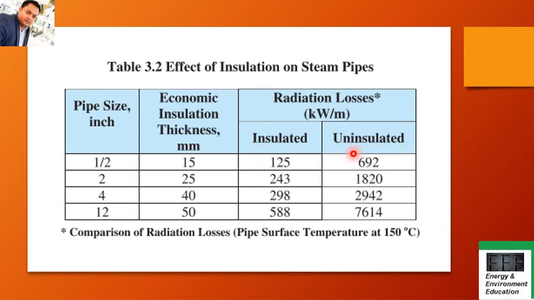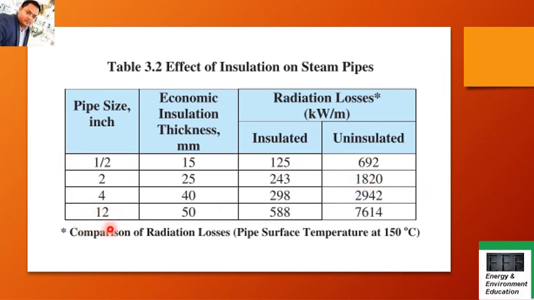You will have a lot more energy loss, radiation loss going on if the pipe is not insulated. Likewise, if the size of the pipe increases, the losses also keep increasing. But if you compare the insulated with the uninsulated part, as you increase the pipe size, the thickness of insulation also increases, but you see the difference between the insulated and the uninsulated part. So suppose a 2-inch pipe where the economic insulation thickness is 25 mm: the insulated pipe will have 243 kilowatt per meter of radiation losses, but in this case if it is uninsulated it will have 1820.